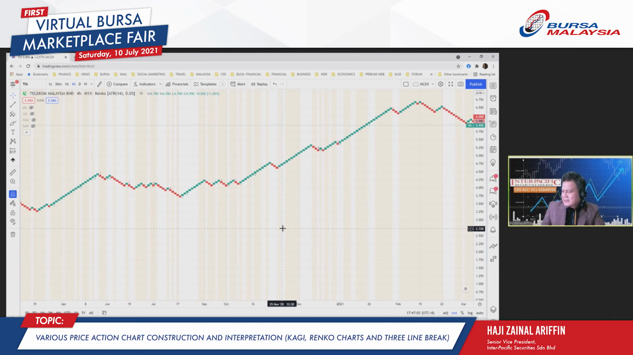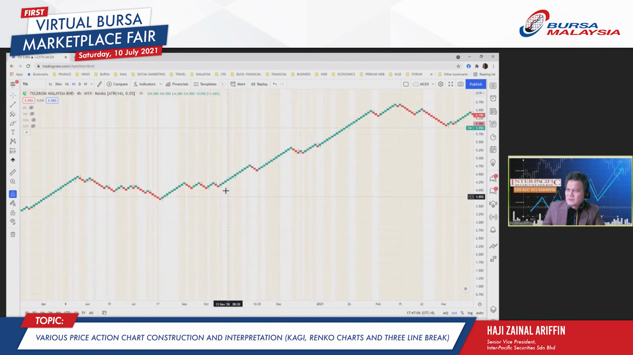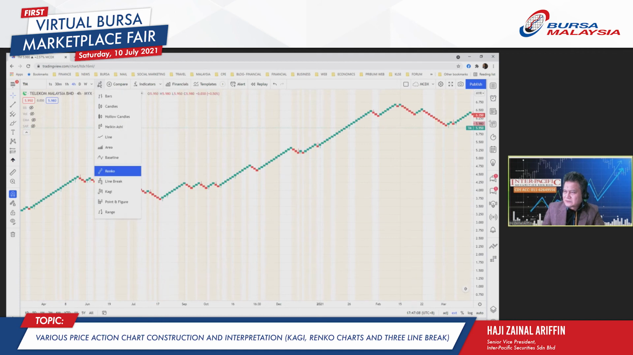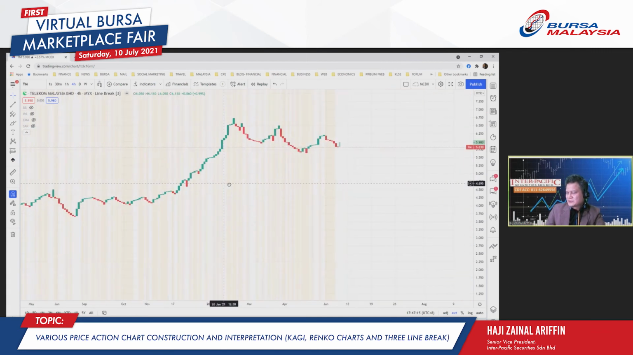Okay, the next one. Another one is the Renko, range break, 3-line break. Okay, 3-line break. This I showed you earlier.